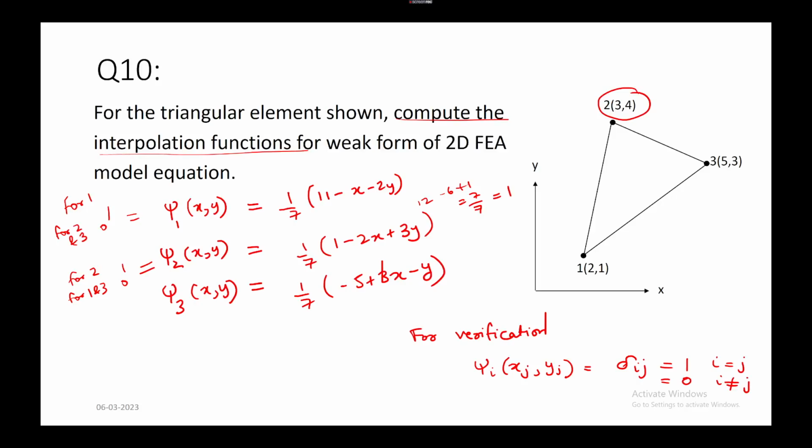So are you able to understand? Understood, sir. Okay. So this will be the same for the third point, and for the first and second point this value will be 0.